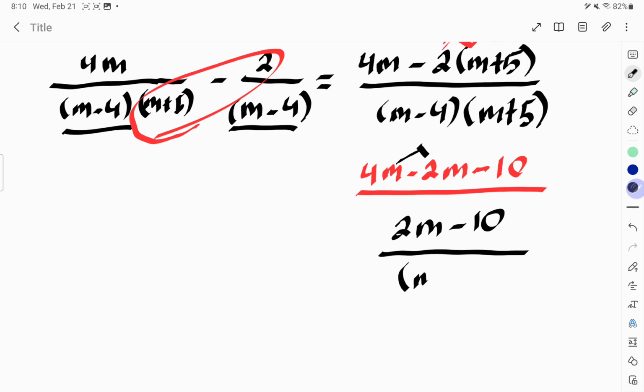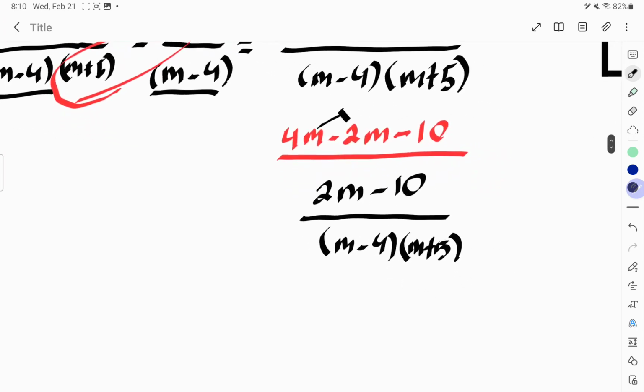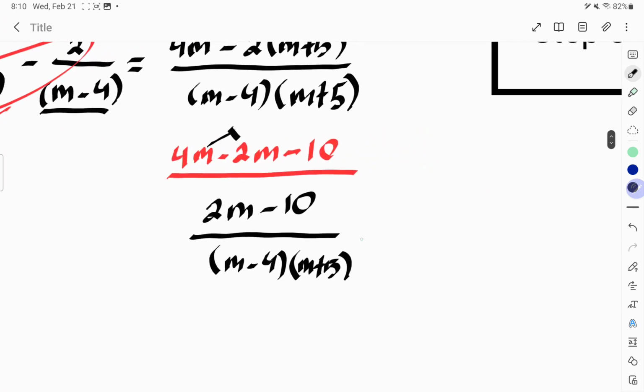At this point, we're almost done. We're going to write everything that we have on the bottom, which is m minus 4 and m plus 5. We already did the hard part. All we need to do is see if we can simplify anything. On the top of my fraction, both my 2m and my 10 are divisible by 2. So I'm just going to simplify a little further. I'm going to factor out that 2, write it on the outside like we always do, then put parentheses.